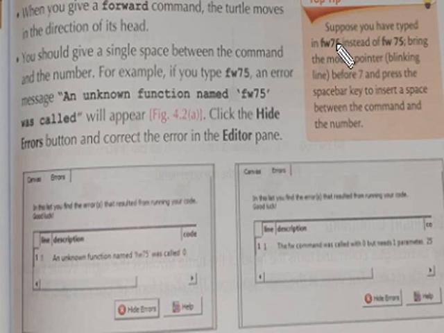See, when you have typed in fw75 and there is no space between fw and 75, then you have to press the space bar. You will type fw space 75. How will you do this? You bring the mouse pointer, but what is the mouse pointer? It is the blinking line. You have to bring it before 7 and press the spacebar key to insert a space between the command and number. This is how the error will be corrected.